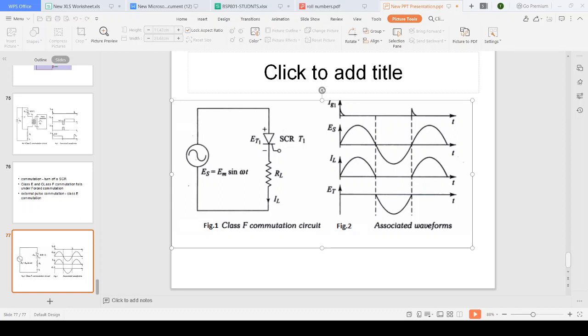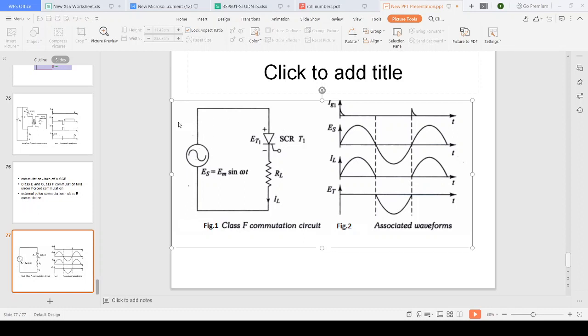The AC supply, the AC signal, is denoted by this sinusoidal waveform symbol. The next component, number 2, is thyristor T1, and the third component is resistor RL.